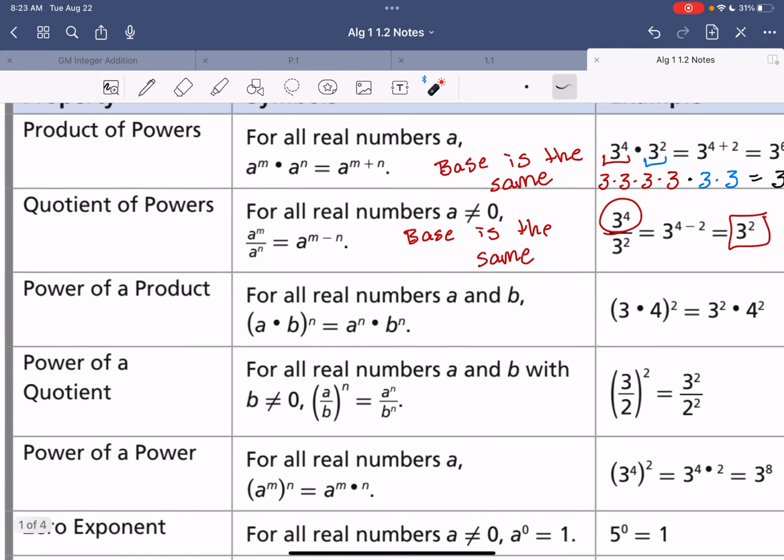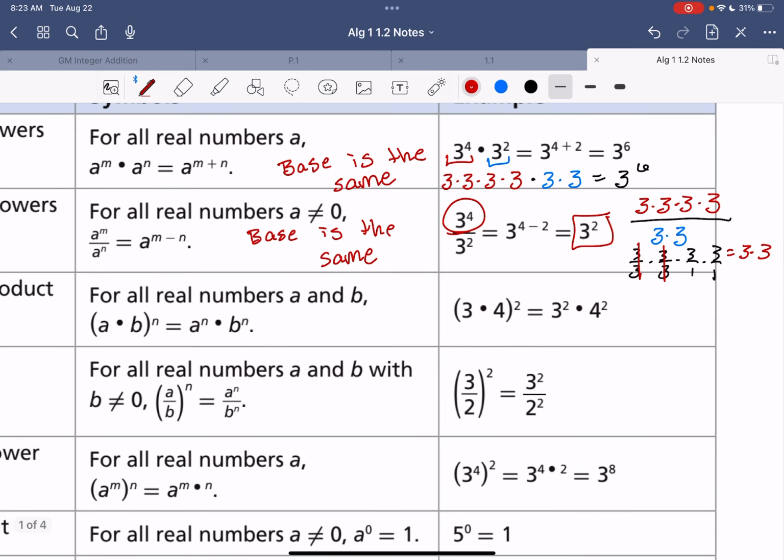Okay, the next one is the power of a product. Notice here they don't have the same base. What they do have is the same exponent. They both have an exponent of n. So if I had 3 times 4 to the 2nd, yes, I could multiply 3 times 4, which is 12, and then take that to the 2nd, okay? Or I can take 3 to the 2nd, which is 9, times 4 to the 2nd, which is 16, and do it that way. Regardless, I'm going to get the same thing, which is 144, okay?